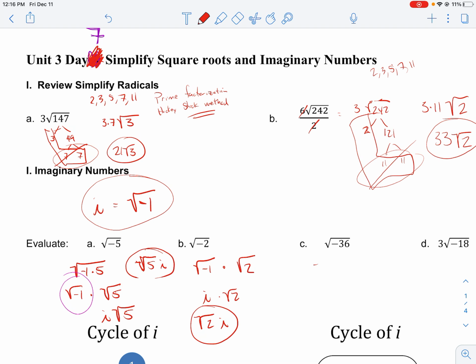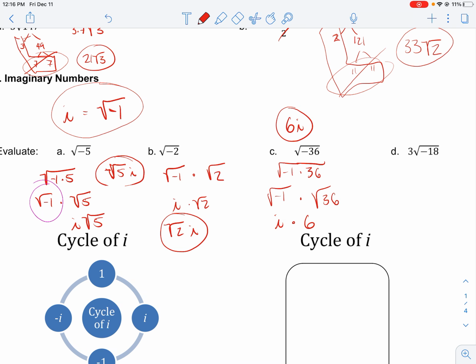Bring out that negative 1 again: negative 1 times square root of 36. Again, this is just equal to i, and the square root of 36 is equal to 6. So our answer is just 6i. And finally, as we go over to the last one, same process, just bring out that negative sign. Anytime I see a negative sign, I just bring out an i.